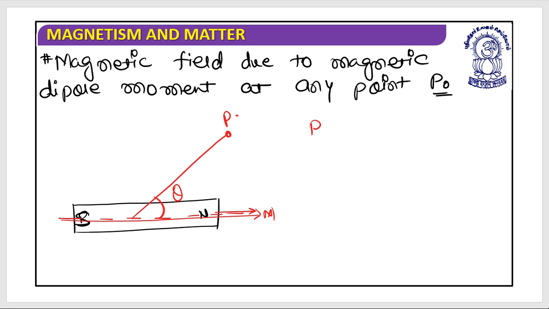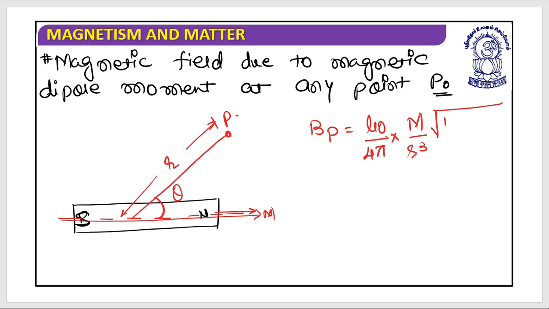So magnetic field at point P could be written as mu naught by 4 pi multiplied by M by r cube, where r is the separation, under root of 1 plus 3 cos square theta. Does it clear? Are you sure? Yes. So this is the magnetic field at point P.